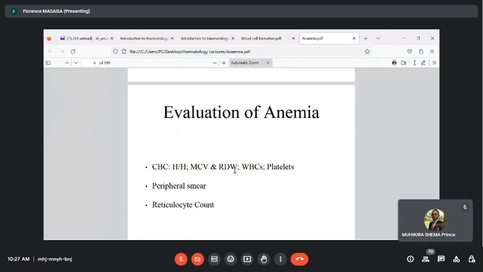Is it a small red cell? Is it a large one? Is it a normal one? Is it normocytic or macrocytic? Is it microcytic? Or is it normochromic, meaning that the concentration of hemoglobin is okay, or hypochromic, meaning the concentration of hemoglobin is reduced, or hyperchromic, increased, in excess? So those are the things to consider.